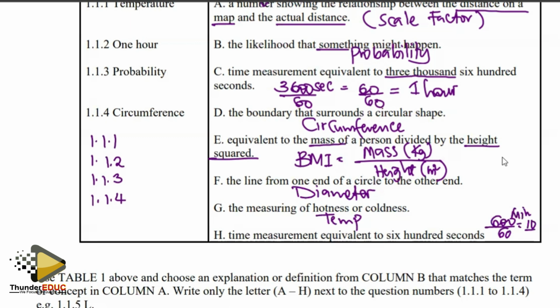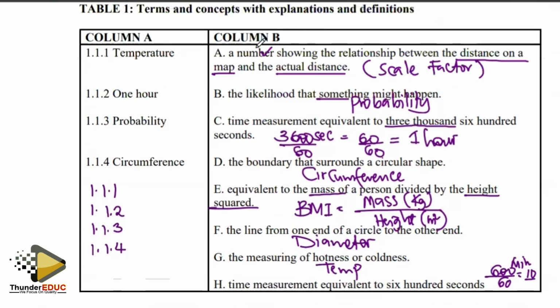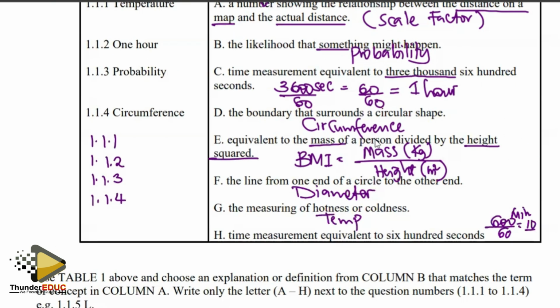So we come through and we see 1.1 was temperature. Oh, temperature, we've got it as G. So our answer here is supposed to be G. So this is gone. The line, the diameter, we don't have any diameter here. It's finished. The equivalence, we don't have anything to do with body mass, gone. The boundary surrounding, we say circumference, do we have circumference? Oh, okay, it's 4. Then here we say the answer is D.